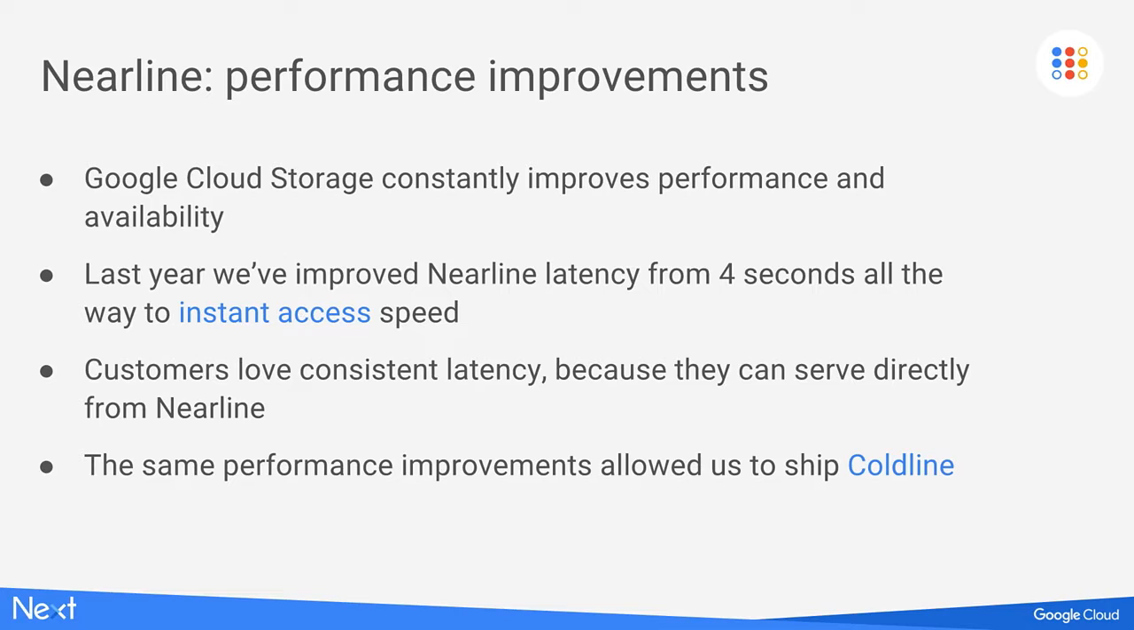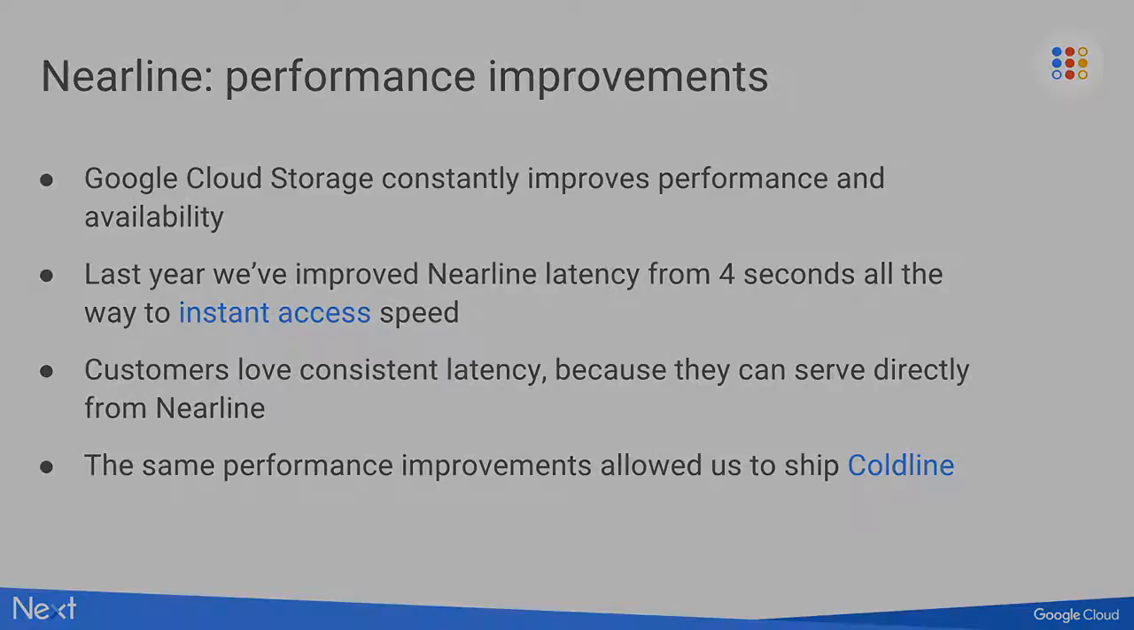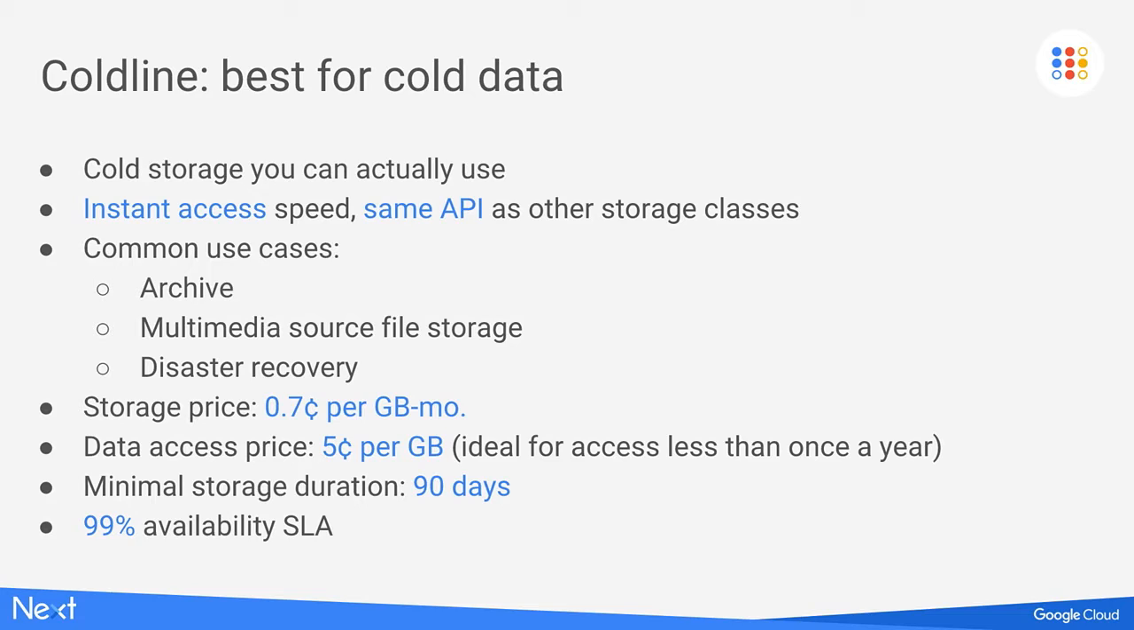And those improvements that we've made with Nearline last year, bringing it all the way to instant access speed, allowed us to ship a new storage class that's called Coldline. We launched it last October. And Coldline is best for cold data, specifically data that's accessed less than once a year on average.